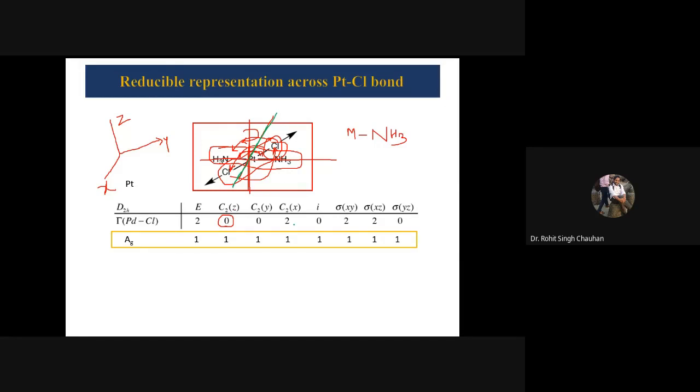So PdCl is having 2. Center of inversion, see with respect to I, and with respect to central metal, if you are going to rotate anything, it is going to be changed. That's why it is 0.